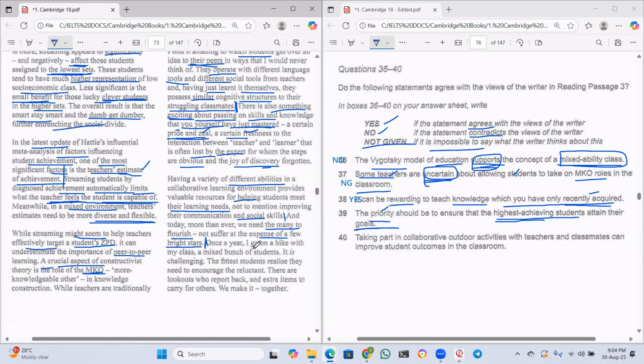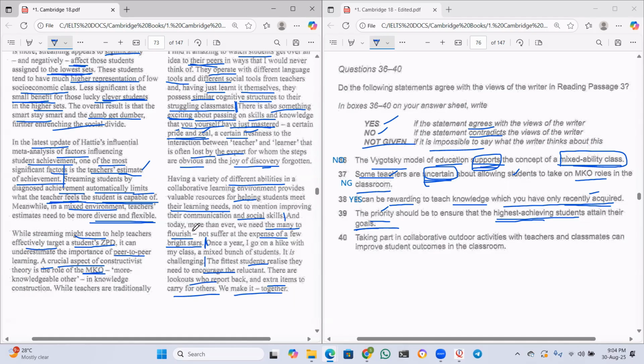Once a year, I go on a hike with my class, a mixed bunch of students. It is challenging. The fittest students realize they need to encourage the reluctant. There are lookouts who report back and extra items to carry for others. We make it together.